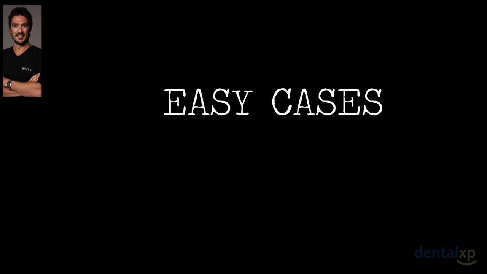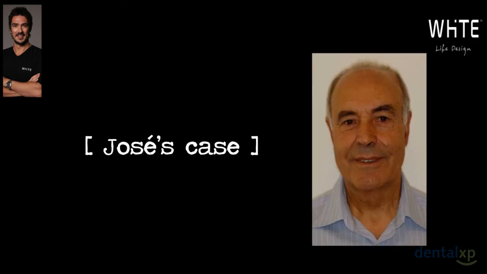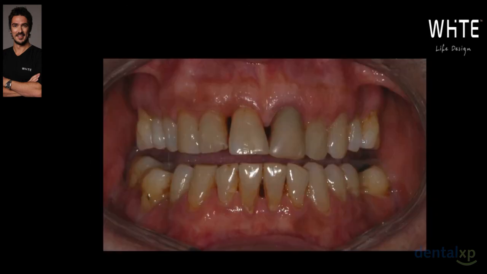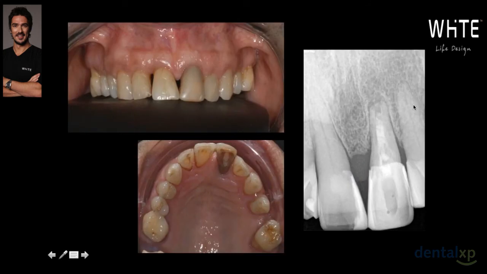Let's walk you through some easy cases. So here we have a gentleman who's had some mobility on a central incisor. As you can see, he had some periodontal inflammation. He'd already had an apical surgery done some years ago, but this tooth basically had failed. But look at the quality of his soft tissue, hard tissue. This gentleman had a very thick biotype.